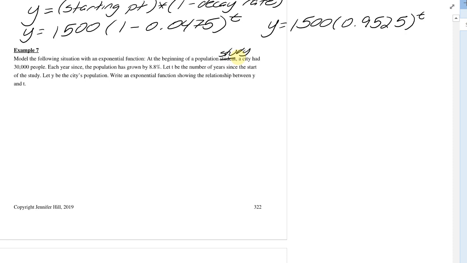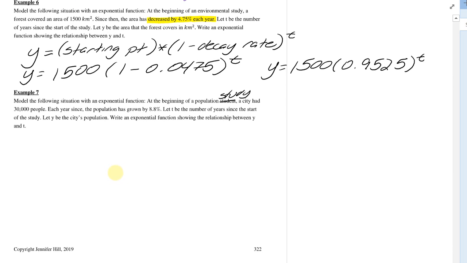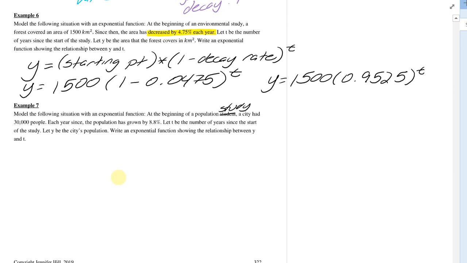A city had 30,000 people. Each year the population has grown by 8.8%. Let t be the number of years since the start of the study. Let y be the city's population. Write an exponential function showing the relationship between y and t. Okay, so this is talking about growth now, so it's going to be a little different from the previous example. What I want you to do is see if you can come up with the structure of the model and write the equation, using what you've learned so far about growth versus decay. Hit play when you're ready.